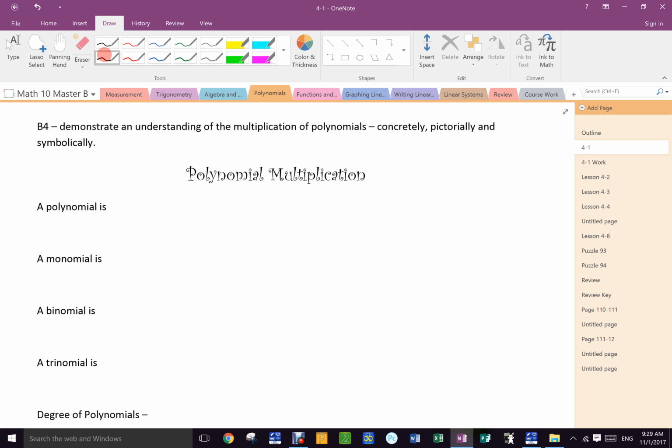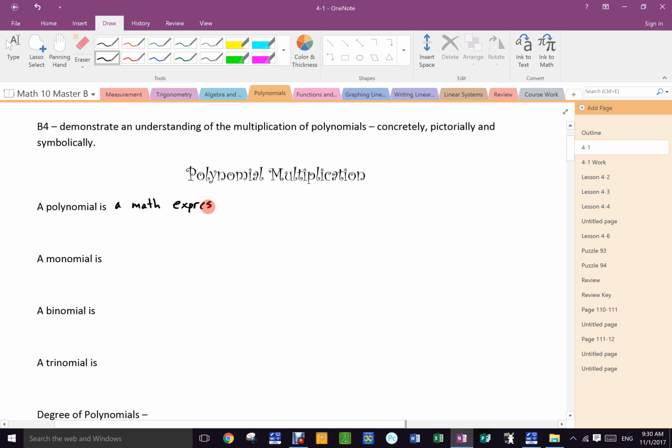Does anybody remember the definition of a polynomial? Does anybody remember what it is? Can anybody give me an example of one? All right, so let's start. A polynomial is a, I was going to write mathematical, but I'm too lazy, is a math expression.